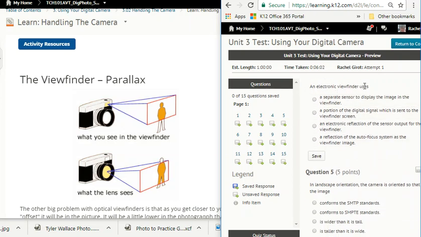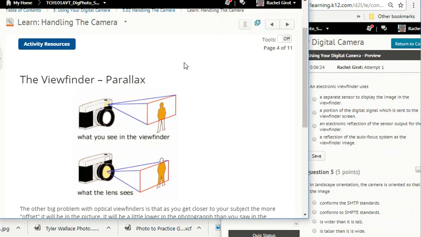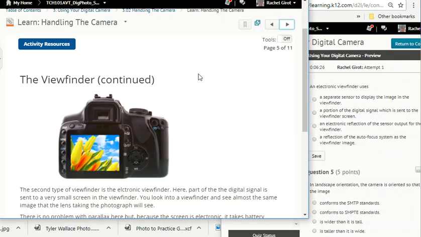An electronic viewfinder uses a separate sensor to display the image in the viewfinder, a portion of the digital signal which is sent to the viewfinder screen, an electronic reflection of the sensor output for the viewfinder, a reflection of the autofocus system as the viewfinder image. So let's find out. Maybe it's on the next page.